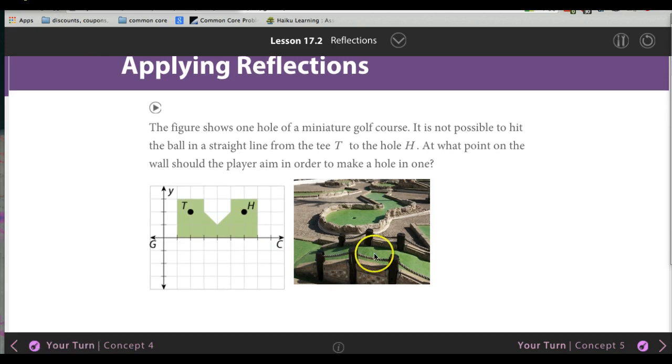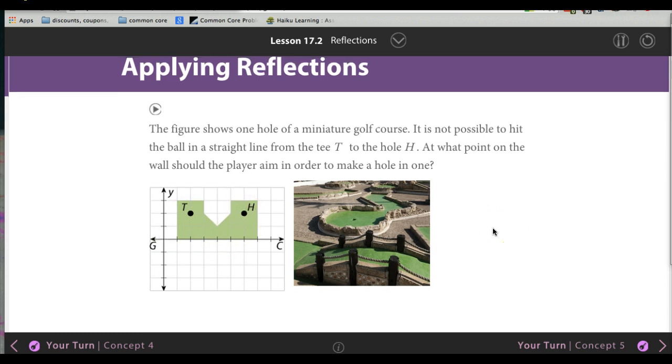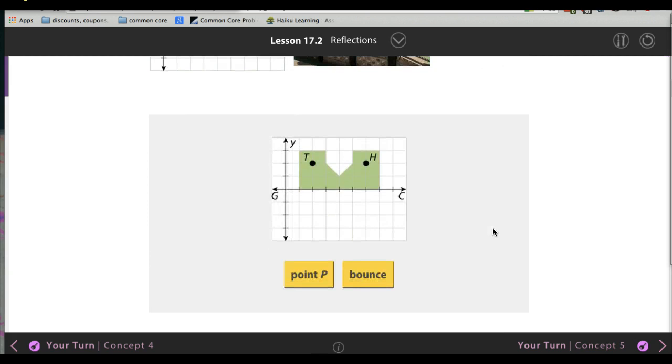All right, so now we have a golf course. That's really cool. It is not possible to hit the ball in a straight line from the tee to the hole H, of course. You gotta go around. So, at what point on the wall should the player aim in order to make a hole in one? That's a really cool question. This is like a reflection. So, if they hit it right here, it would reflect right away this way, and then you'll be able to make a hole in one, right? This is a really cool question.